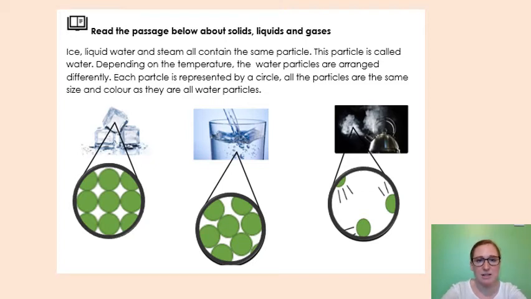Okay, let's read this passage and find out a little bit more about the particles. Ice, liquid water and steam all contain the same particle. This particle is called water. Depending on the temperature, the water particles are arranged differently. Each particle is represented by a circle. All the particles are the same size and colour as they are all water particles. So each of these little green circles represent a water particle. It's not what they really look like, they're just representing it.